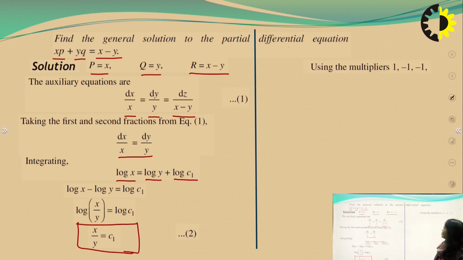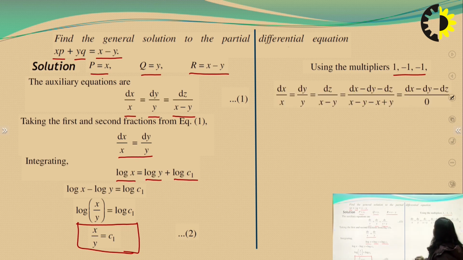Again, to have the second solution, I'll use the multipliers 1, minus 1 and minus 1. When I take the multipliers 1, minus 1 and minus 1, I'll get dx upon x equal to dy upon y equal to dz upon x minus y equal to dx minus dy minus dz, because the numerators are each multiplied by 1, minus 1 and minus 1 respectively, and the denominator turns out to be again equal to 0. And so this expression becomes equal to dx minus dy minus dz divided by 0.